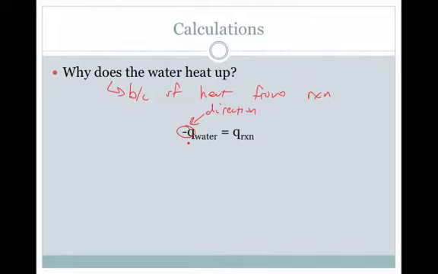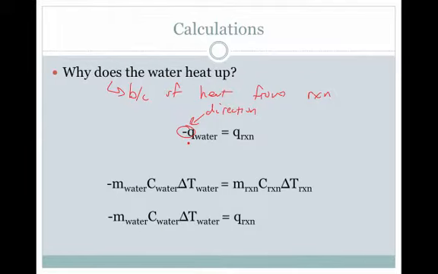Instead of writing Q water and Q reaction, let's substitute the mc delta T's into this equation and get something a little bit more important. We can see by replacing Q with mc delta T and Q over here with mc delta T that we actually have some variables we can work with here.